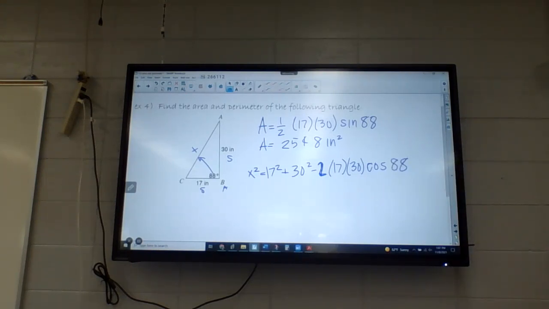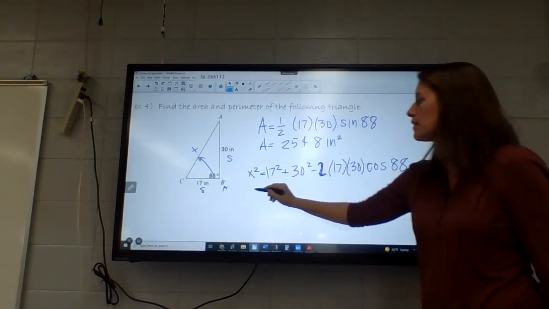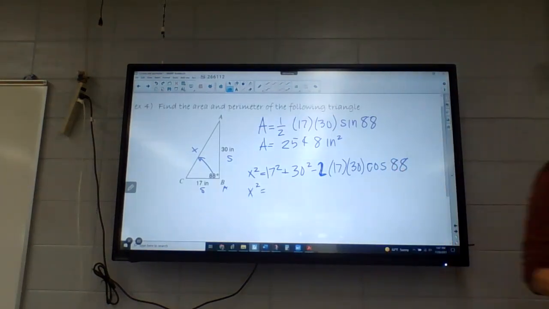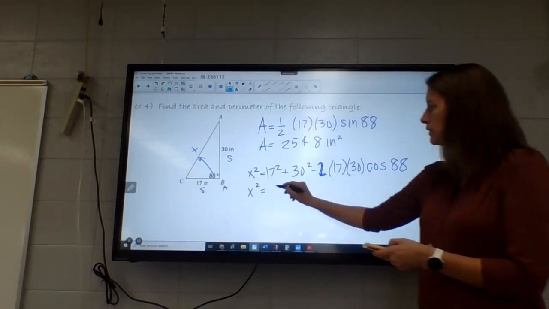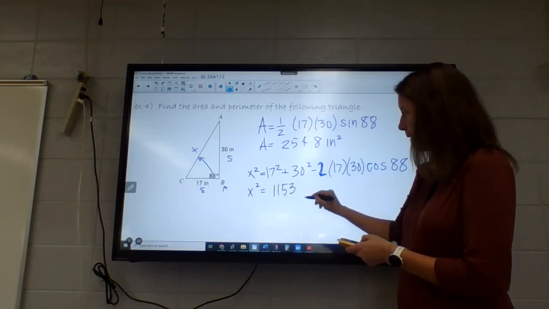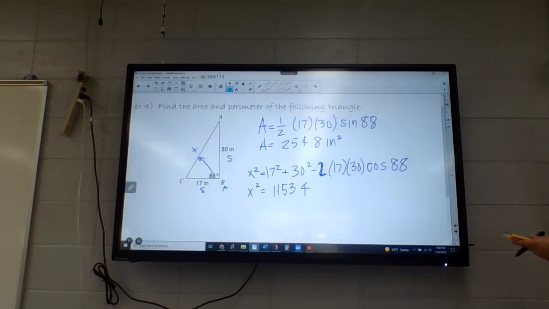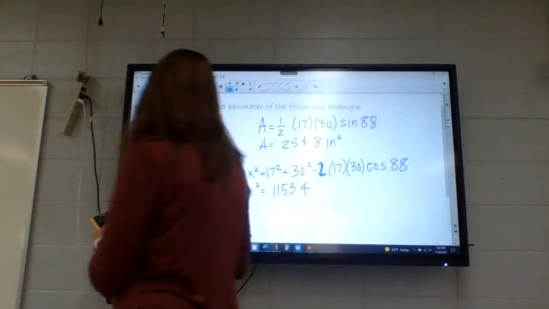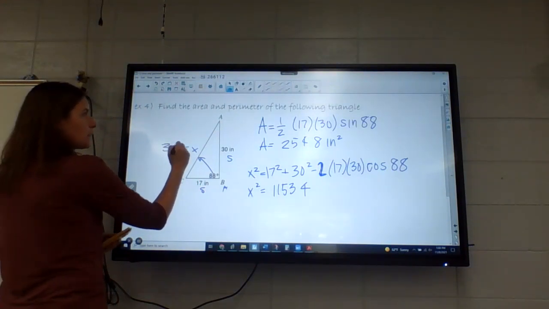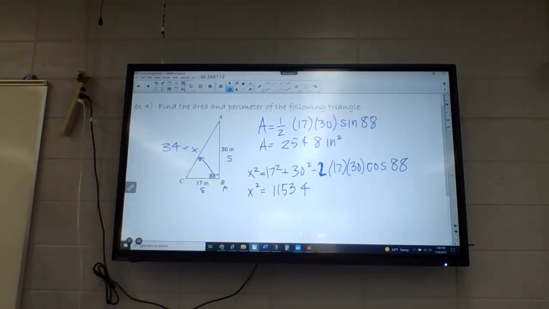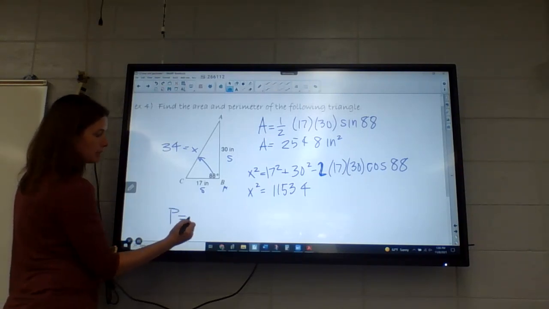Okay? And then we're basically going to do this whole right side over here, and then we get to take the square root of it. So that'll give us our x value, which hopefully should be the longest side of this non-right triangle, so that it made some sort of sense. Get a very big number here. Then I'm going to take the square root of that. And I got like 33.96, so essentially 34. And now I have all 3 sides of my triangle, so I can find my perimeter.